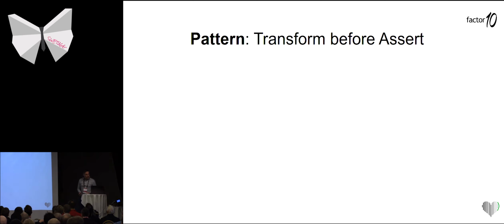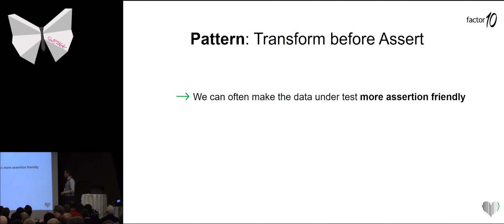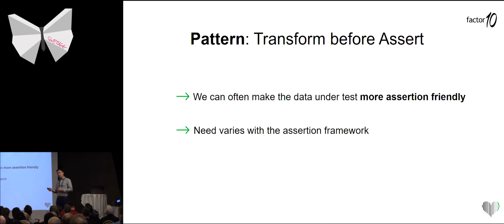I think of this as transform before assert. So I want to make the data that we're testing more assertion friendly. I want to apply transformation so that the data is good to assert on. And the need for this varies very much with the assertion framework. If you have a very primitive assertion framework, then this need might be pretty great. If you have a very capable assertion framework, then perhaps this need is also very small. You'll just have to see what you have to work with.